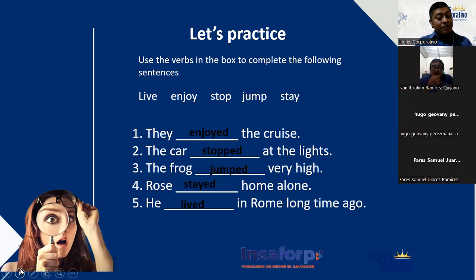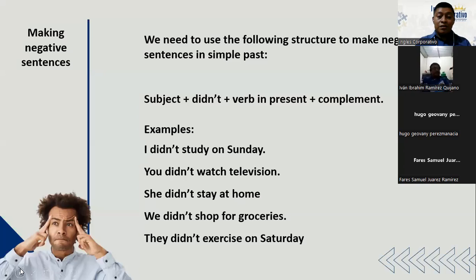Okay, do you have any question? No question. Okay, ahora vamos a aprender a hacer oraciones negativas. We need to use the following structure to make negative sentences in simple past. Oraciones negativas: algo que no sucedió o algo que no hice en el pasado. We are going to need a subject, didn't, the verb in present plus complement.